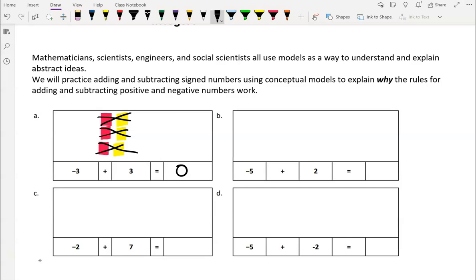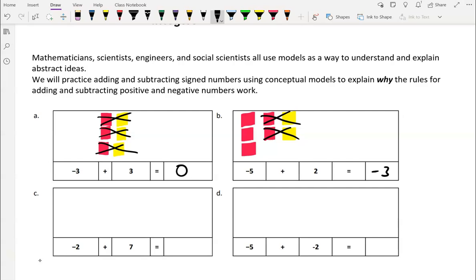So let's take a look at the next one in your book and on this page. It's negative 5 plus positive 2. So negative 5: 1, 2, 3, 4, 5. And positive 2: 1, 2. Now, are there any 0 pairs? Match sets, a positive and a negative. Yeah, here's one. Here's another. What do we have left? Well, we have 3 negatives left. So our answer is negative 3.